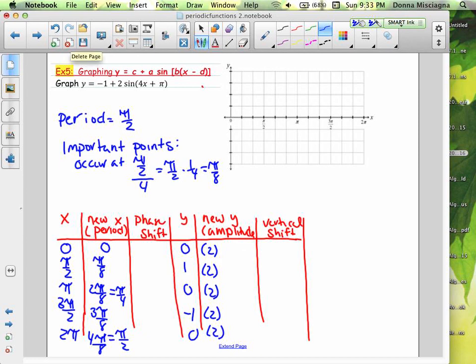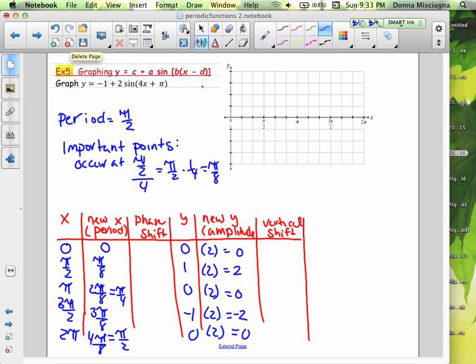Our graph has been horizontally shrunk by a factor of 4, and it's been vertically stretched by a factor of 2. All right, so if we multiply 0 by 2, we get 0. 1 by 2, we get 2. 0 by 2, we get 0. -1 by 2, we get -2. And 0 by 2, we get 0. Okay, so let's graph that one. I'll graph that one in blue, and then we'll do the phase shift.